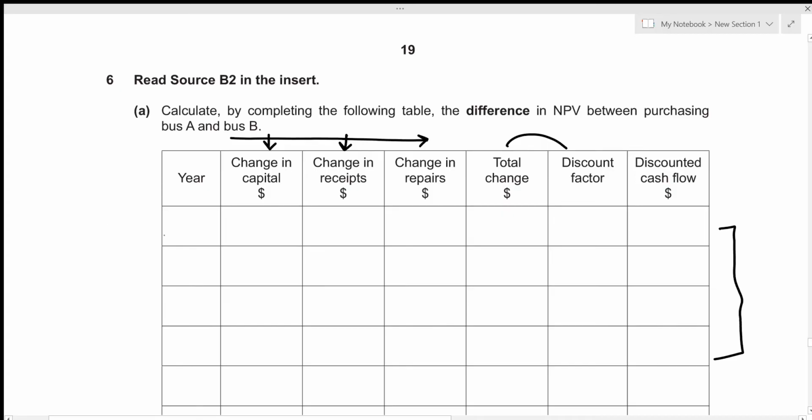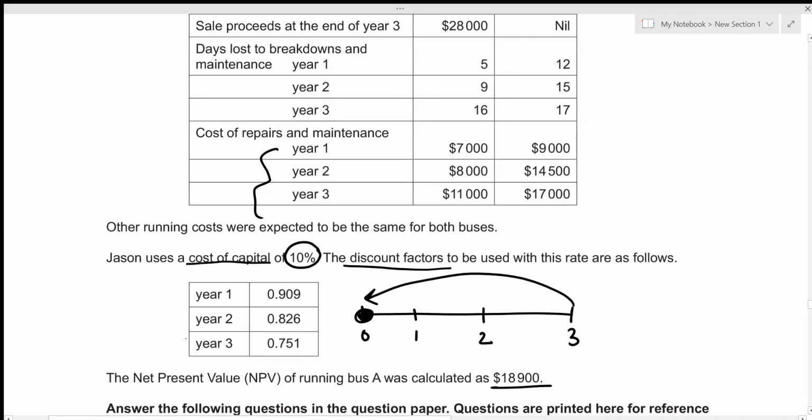Okay, for the first part, let's list down our years. So we know that we're operating the bus for 3 years. So that's going to be year 0, which is the present time. Then we have year 1, year 2, and year 3. And we're already given the discount factors as well. Let's write it down. So the discount factor for year 1 was 0.909, for year 2 it was 0.826, and for year 3 it was 0.751. So let's copy these 3 discount factors.